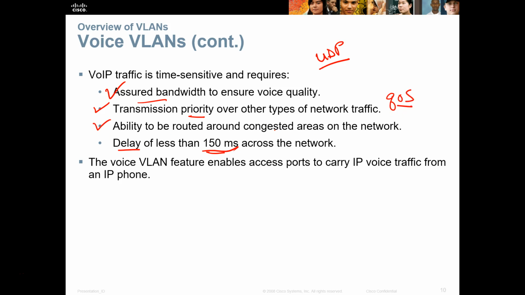And ability to be routed around congested areas of the network. So again, that's quality of service. Delay of less than 150 milliseconds, and the voice VLAN feature enables access ports to carry IP voice traffic from an IP phone. So it's still an access port, but has two different VLANs, one for VoIP, one for data. This is the only time you can have an access port on two different VLANs. In every other instance, a port belongs to a VLAN. There's a one-to-one relationship.